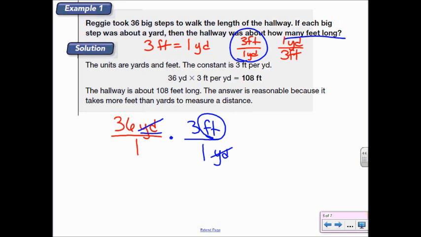So now I go through. The numerator of a fraction gets multiplied, so 36 yards times 3 feet, 36 times 3, well I got 36, and then 72, and then 108.